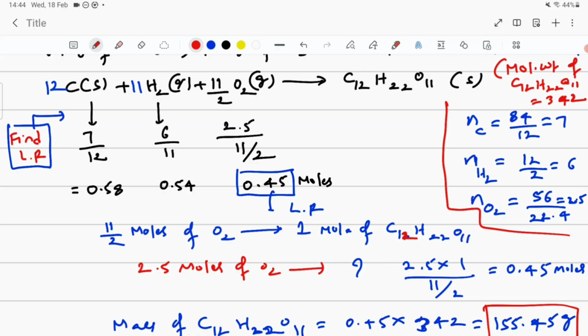First step, we identified moles. After that, the limiting reagent. Based on the limiting reagent, we proceeded further for the calculation. Okay, next.